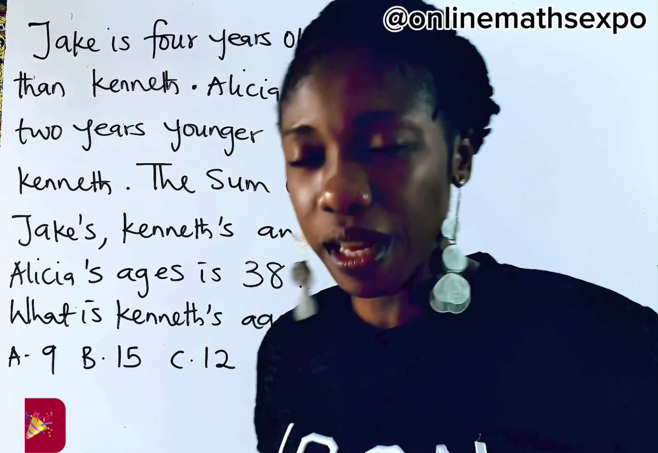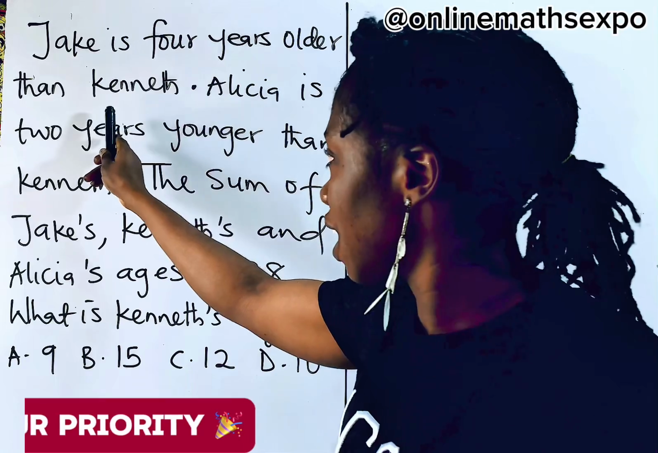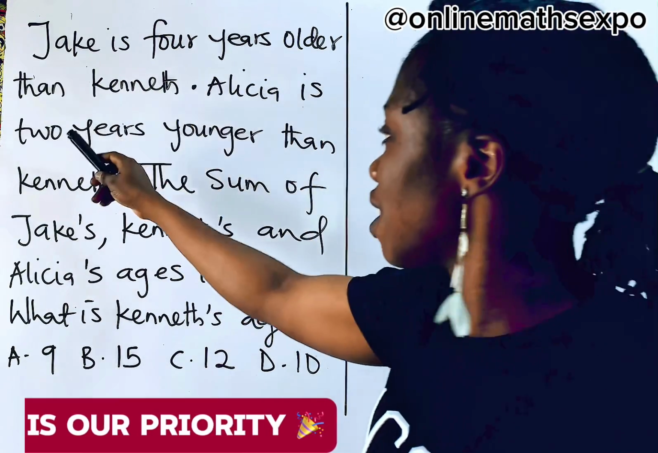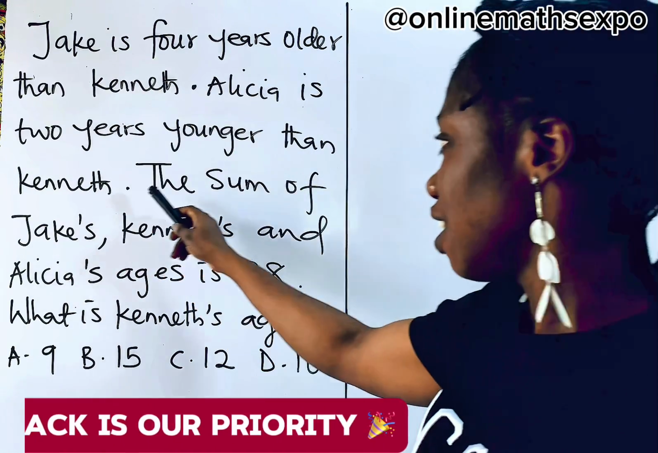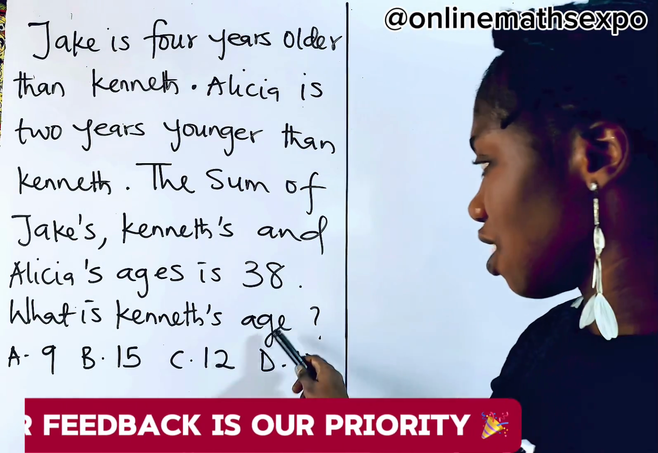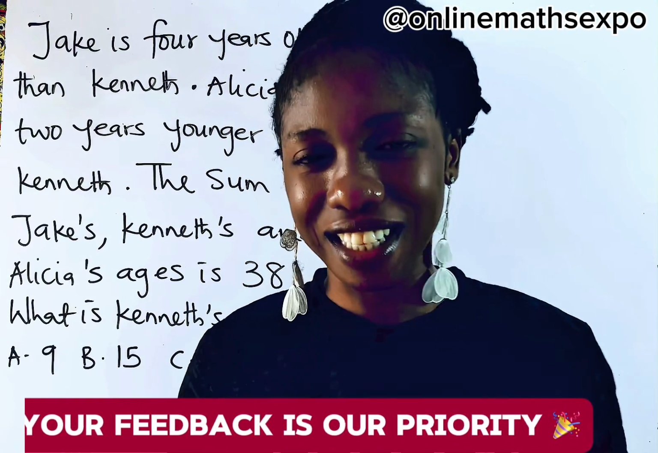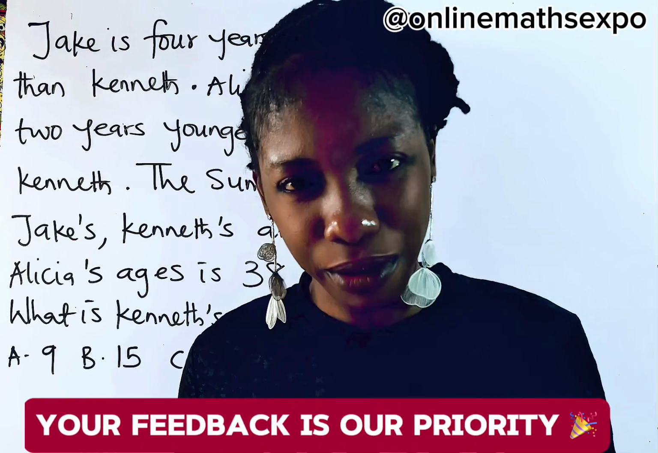Still on age problems. We are told Jack is 4 years older than Kenneth. Alicia is 2 years younger than Kenneth. The sum of their ages is 38. What is Kenneth's age? As usual, identify whom the question centers on. It makes the work easier for you.